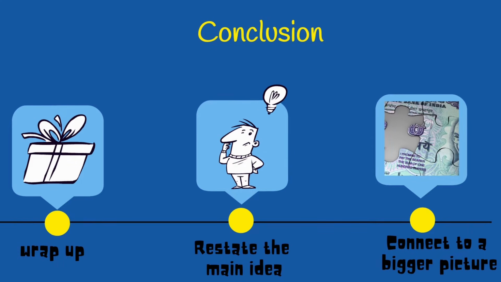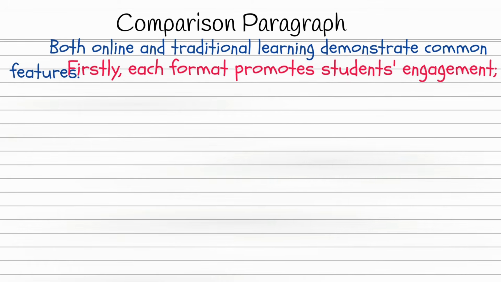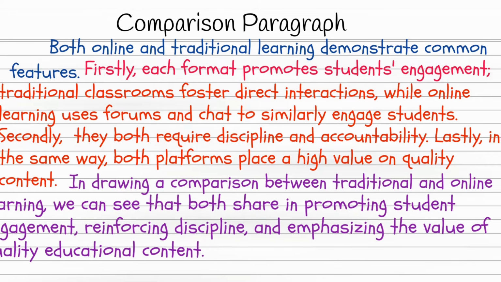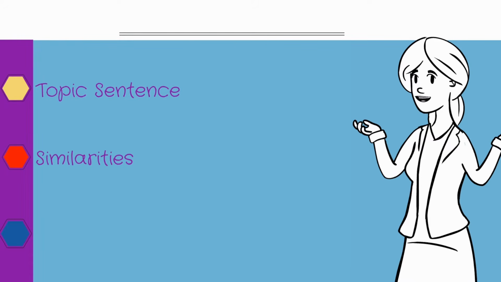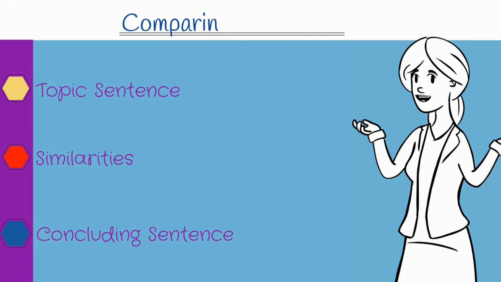A comparison paragraph has 3 main components. Begin with a topic sentence where you introduce the subjects you're comparing. Follow this with several sentences providing details of the similarities between your subjects. And end with a concluding sentence which summarizes the points you've made or restates the topic sentence in a new way. When constructed correctly, these 3 elements create a well-rounded comparing paragraph.